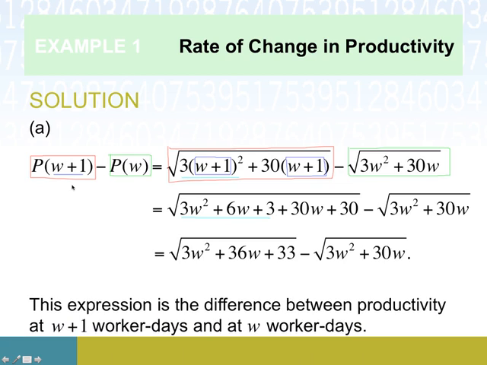And what we should note is that the thing we did was look at production at a particular level of worker day, a particular labor level, and then we increased that labor by 1. So this should be the difference in production levels when we increase labor by 1. That's exactly what this is supposed to say. So this is the difference in productivity at one greater worker day compared to wherever we started out.